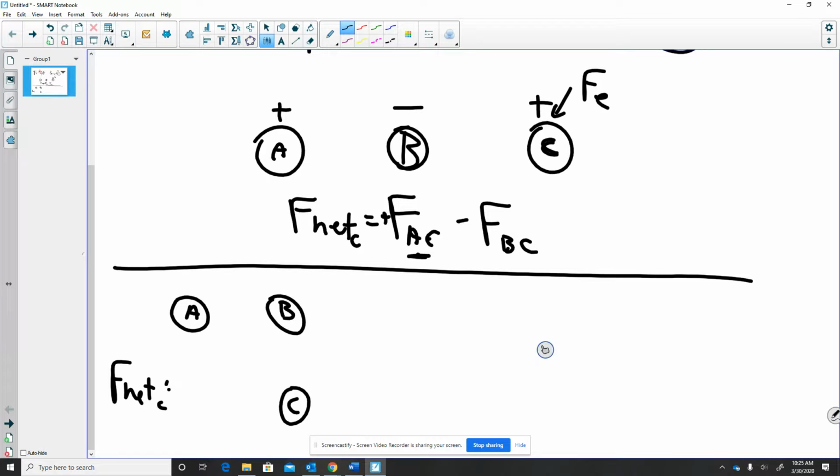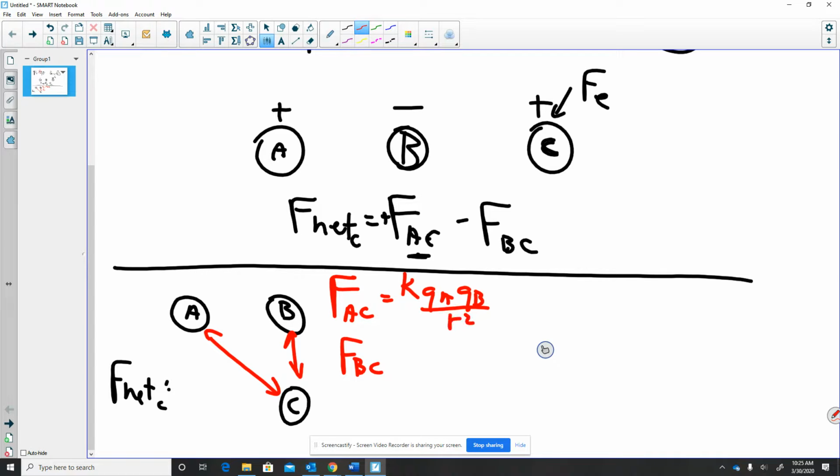In order for me to find the F net on C, I'm going to have to find the electrostatic force between A and C and between B and C. Okay, so electrostatic force between A and C and electrostatic force between B and C. We do that separately. So we would do k Q_A Q_B over r squared, and find out what that value is. We do the same thing for here, k Q_B Q_C over r squared, and find out what that value is.